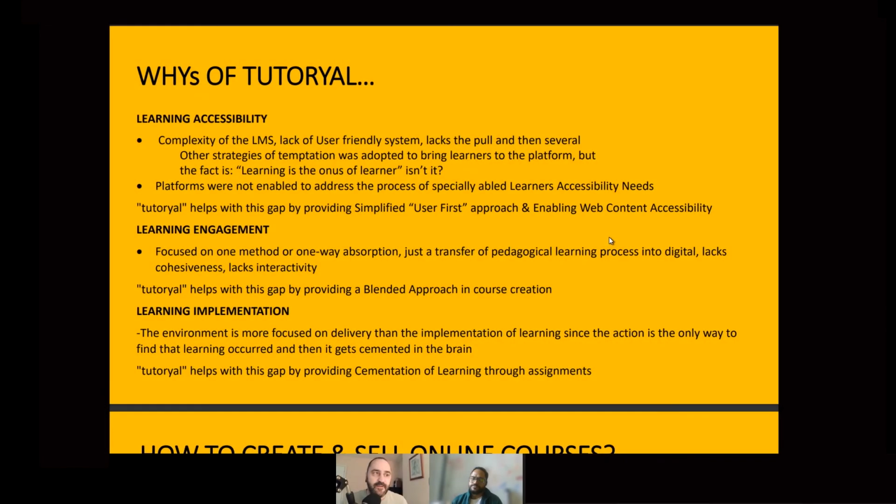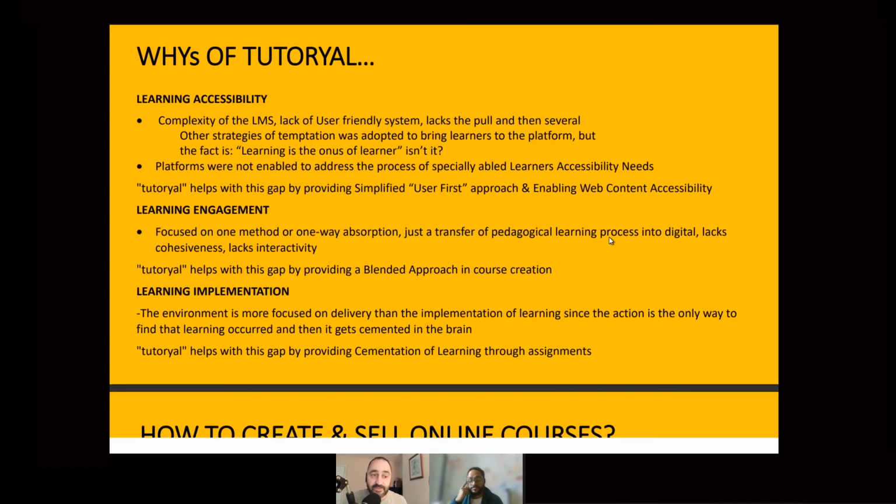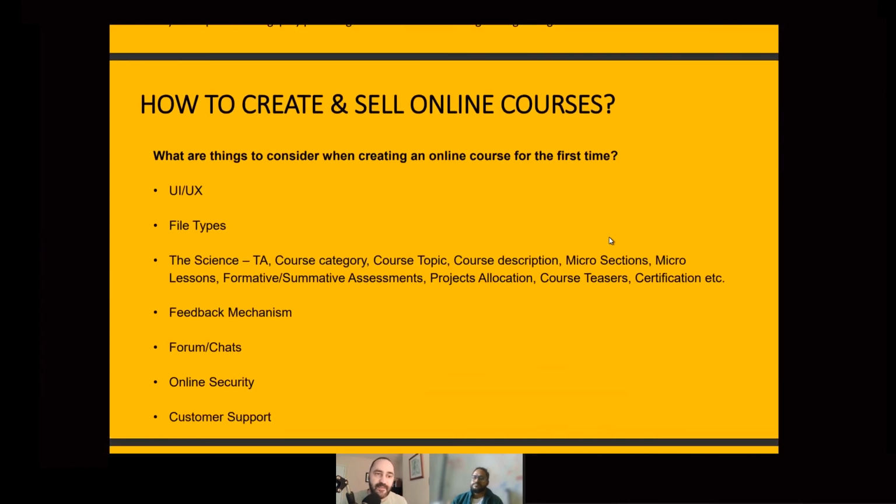Ultimately what we're doing is saying how to create and sell online courses. And I suppose the one metric that we always look at for online courses is how many people are buying that course, or how many people are interested in that course. So I guess the next question is, what are the things we need to consider when creating an online course, certainly for the first time, or for people who have tried to create an online course and maybe not quite succeeded?